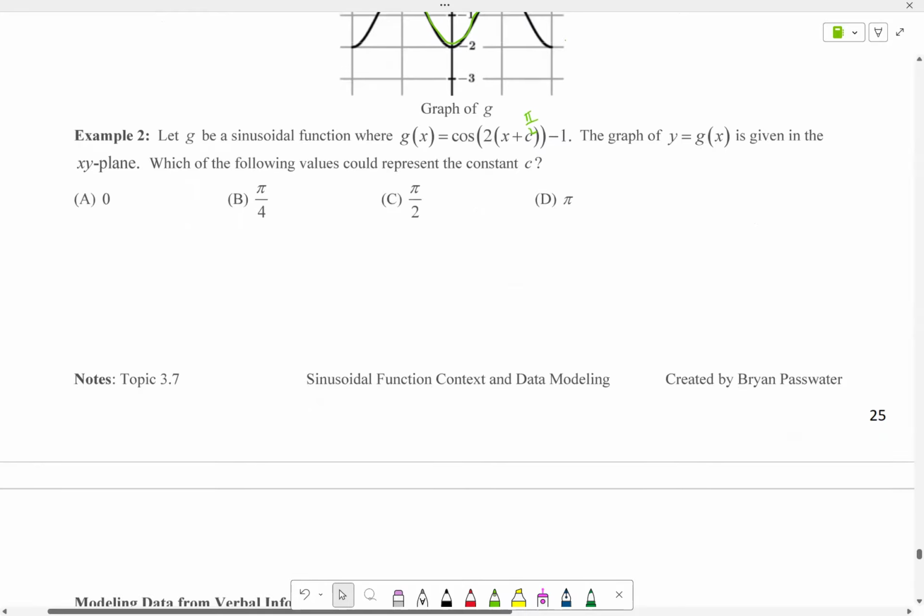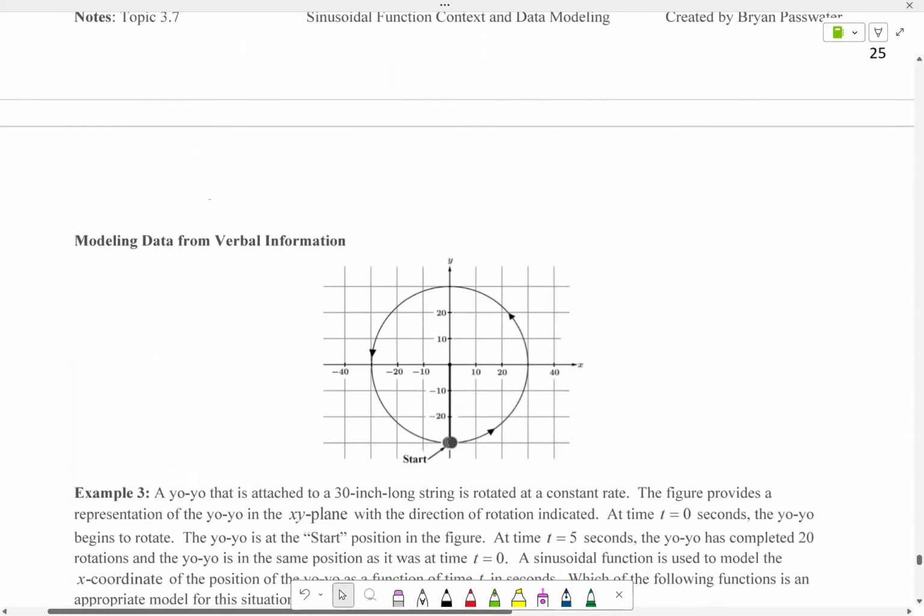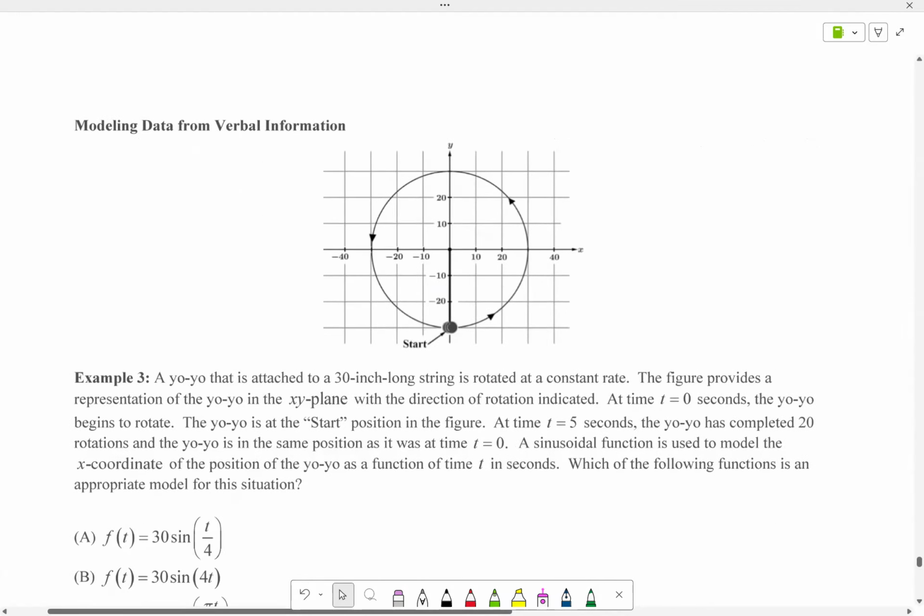Yeah, this is an interesting one. Here's a yo-yo that's, of course, on a string, as yo-yos are. It's attached to a 30-inch long string. It's rotated at a constant rate. The figure provides a representation of the yo-yo in the XY plane with the direction of rotation indicated.